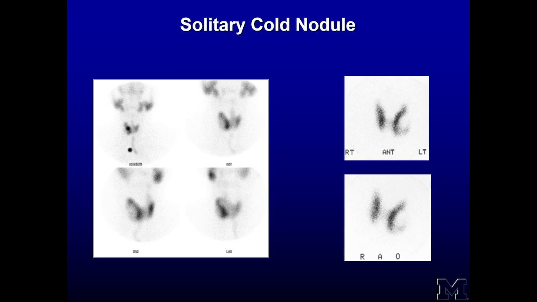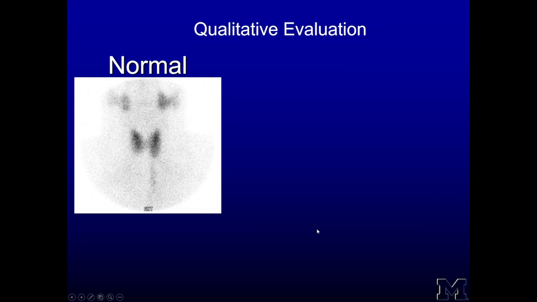So in this case, it's an example of a solitary cold nodule on the right side of the image in the right thyroid lobe, and on this side of the image in the left thyroid lobe. So, qualitative evaluation of a thyroid scan. This is a normal thyroid scan.